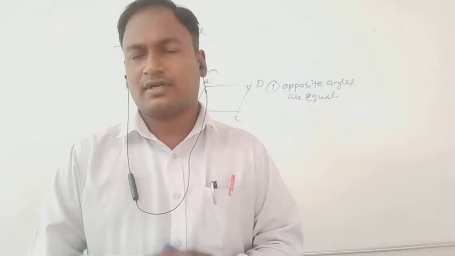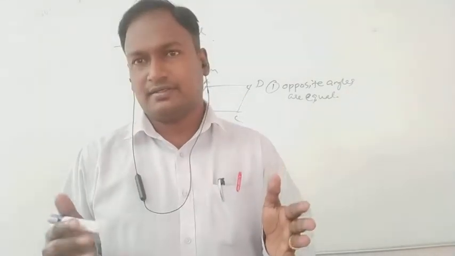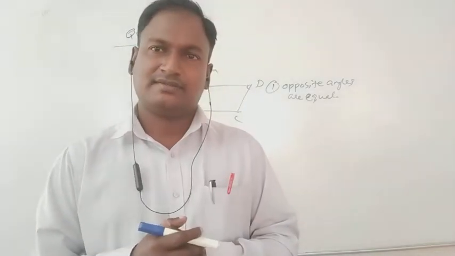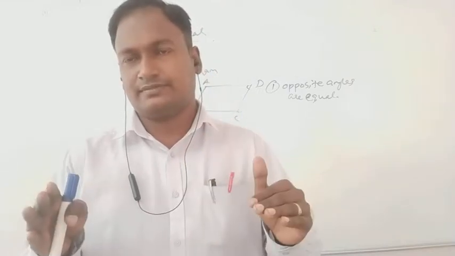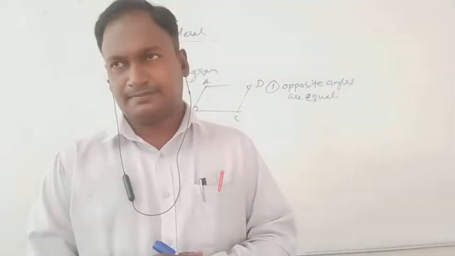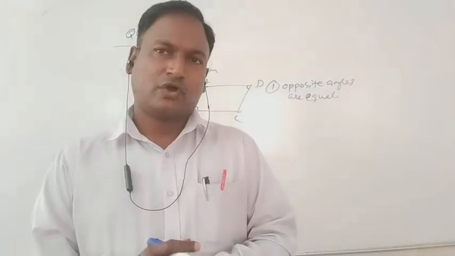So then, what is a quadrilateral? A quadrilateral is a closed polygon. It's a closed polygon having four sides. That's the important thing: a quadrilateral has four sides and it is a closed figure. A closed polygon having four sides is called a quadrilateral. So let me discuss a few more examples of quadrilaterals.